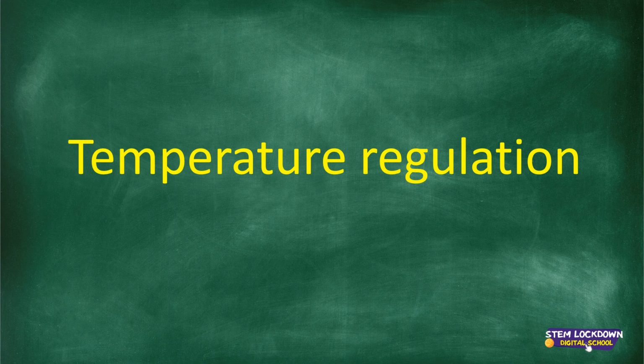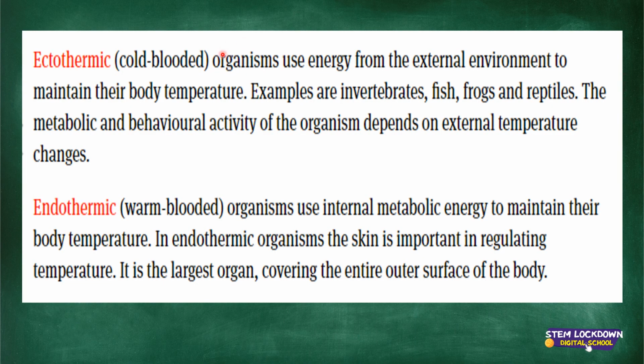Then the main part is temperature regulation. What actually happens during temperature regulation? It differs between ectothermic organisms, which are cold-blooded, and endothermic organisms, which are warm-blooded. Ectothermic organisms use energy from the external environment. Hence the word ectothermic: ecto means outside, external. So ectothermic organisms will use energy from the external environment to maintain their body temperature.